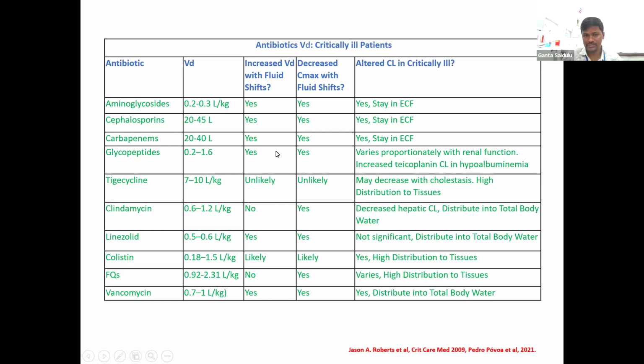And cephalosporins, the same: they can be influenced by the increased volume of distribution from the fluid shifts, and the Cmax decreases, but they stay in the extracellular fluid.